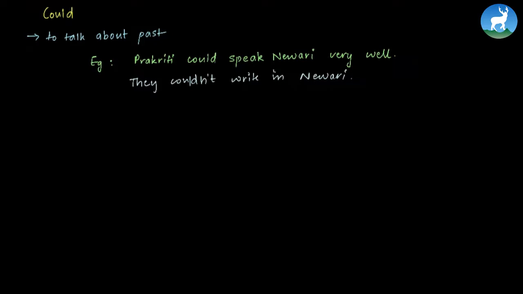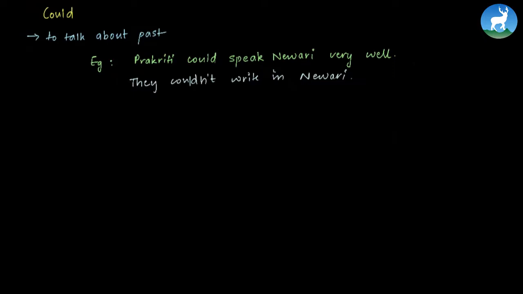Now, the second example shows inability. They couldn't write in Newari. So people couldn't write in Newari in the past, but they are taking trainings and learning from their guardians, their parents, and also from their teachers, so they can write in Newari now. But we are using could because we are talking about the past. They couldn't write in Newari before, but maybe they can now. So could is used to talk about the past, and couldn't is used to talk about inability in the past.